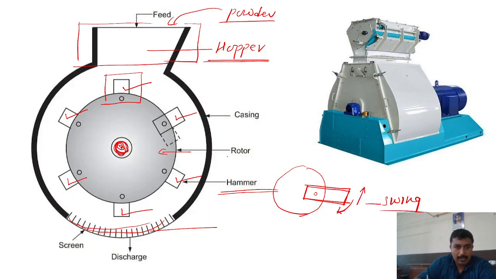You can see in the diagram also that the hammers are in the swing position. This is the original position of the hammers. Due to rotation of the shaft, the hammers change position and come to a new position, then again move back to the original position. Likewise the rotation of the hammers takes place, and this is known as swing position. So hammers are either rigid or swing.